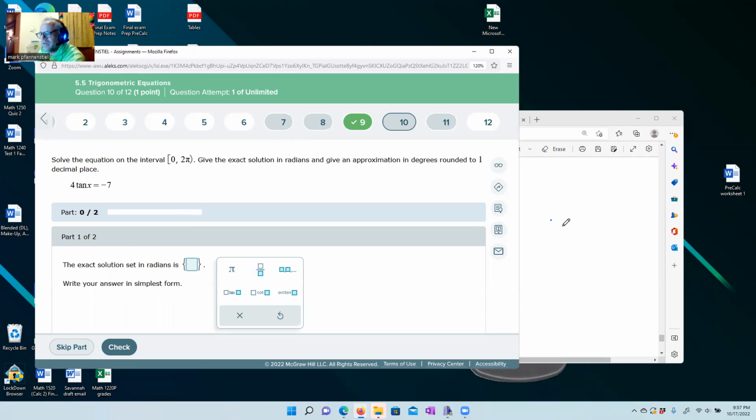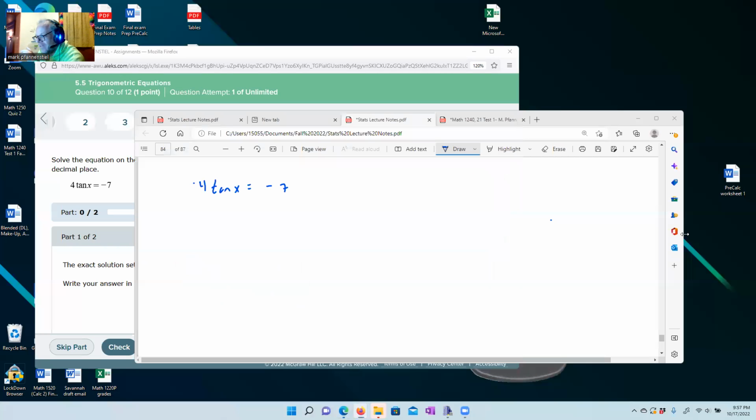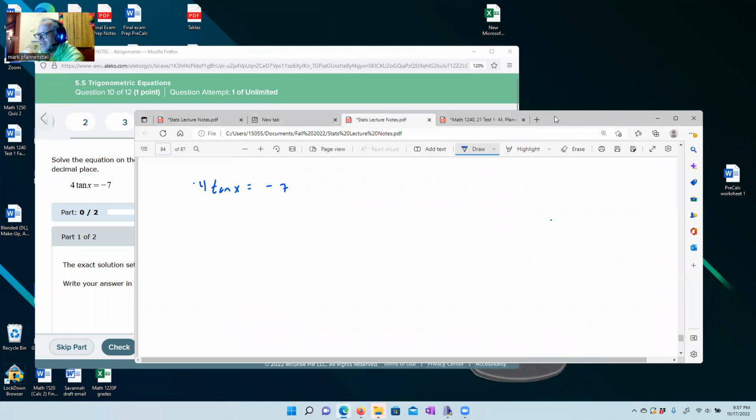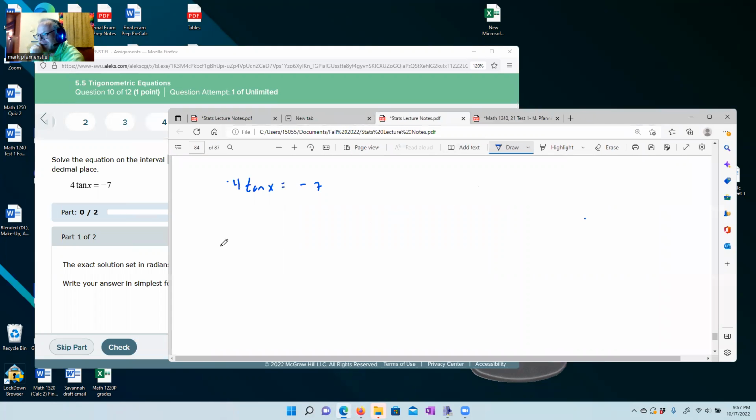I'm probably going to do it in degrees first, and I'll show you why, because it's easier to think in degrees than it is in radians, especially since these aren't going to be pies. These are just going to be decimal places. So what's going on here? Tangent of x is equal to -7/4. Then x is equal to tan inverse of -7/4.